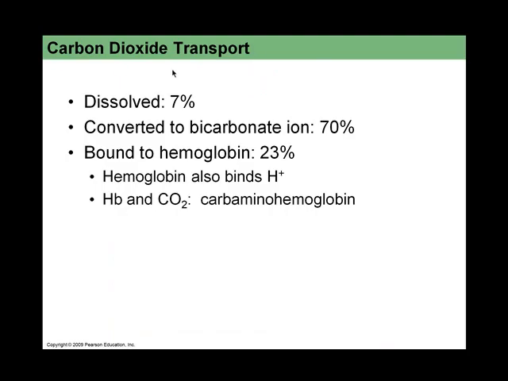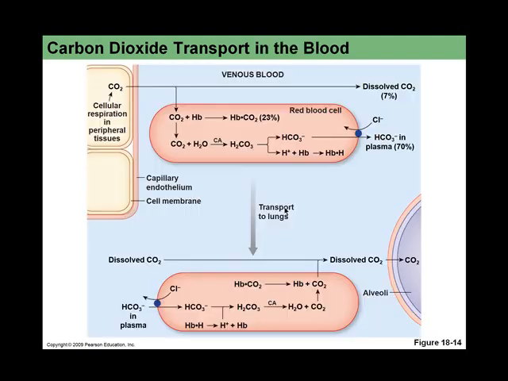So carbon dioxide transport is next. So we've completed the oxygen, now we do the carbon dioxide. So dissolved about 7%, converted to bicarbonate ion about 70%, bound to hemoglobin about 23%. So the hemoglobin also binds hydrogen, and the hemoglobin and carbon dioxide, when they're combined, is called carbaminohemoglobin. So we had oxyhemoglobin, now we have carbaminohemoglobin, as it's binding to an amino acid.